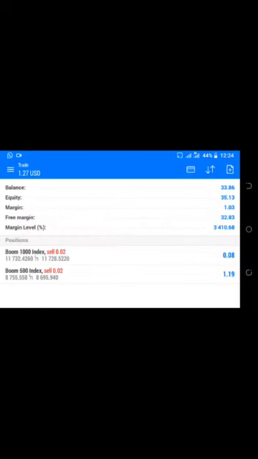If you check these trades, you can see my lot sizes are 0.02, and I talked about the importance of lot sizes yesterday.